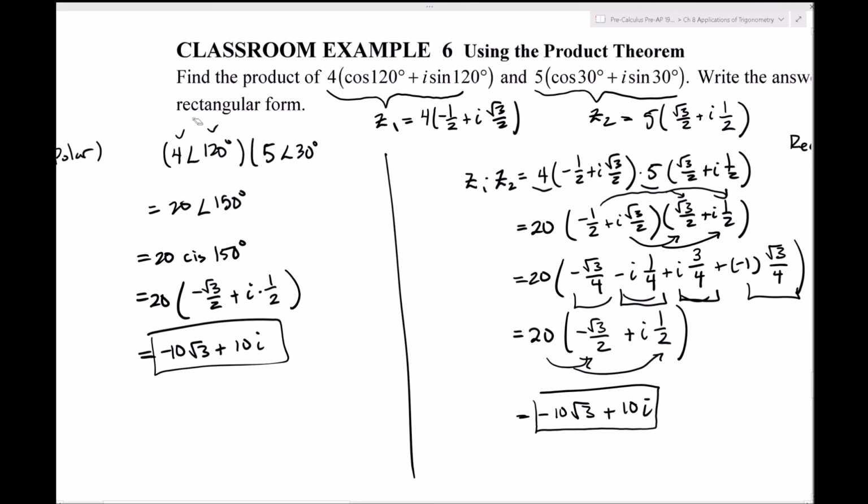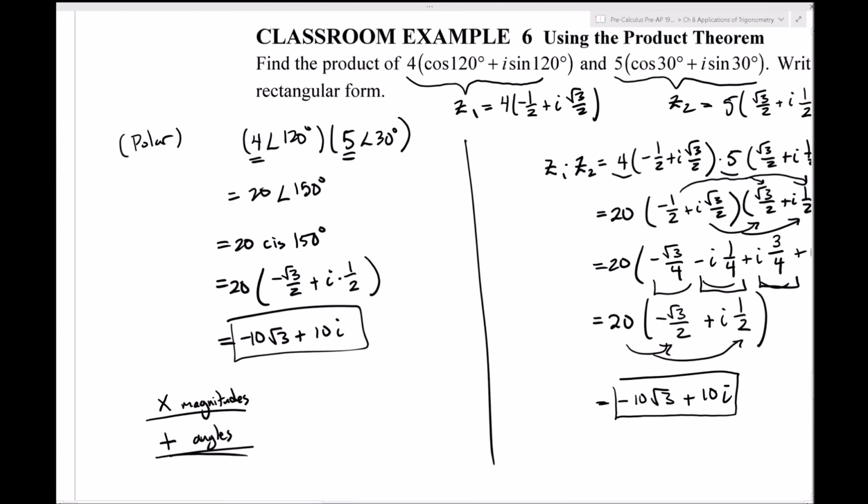So when you multiply two phasors, you multiply magnitudes. You add angles. Those are instructions. So you multiply magnitudes, you add angles. That's when you're multiplying two phasors. And then if they want it in polar form, you change it to polar form.